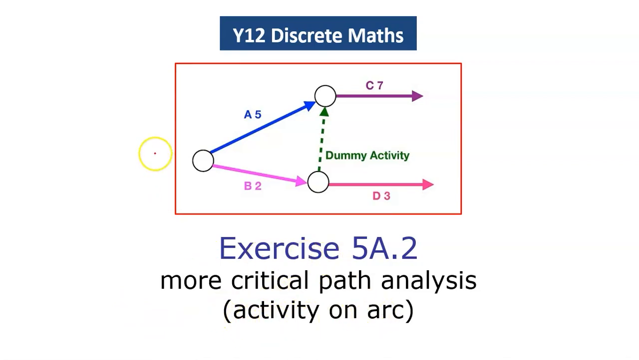arc. Now, if you've seen exercise 5A.1, the video for that explained that AQA don't do this. OCR and EdExcel do this version that I'm doing today. But if you're doing AQA, I suggest you go somewhere else. You'll soon realize which one you're doing. It's these dummy activities. If you're getting those, then this is activity on the arc. And that's the slightly confusing thing about this version of critical path analysis.